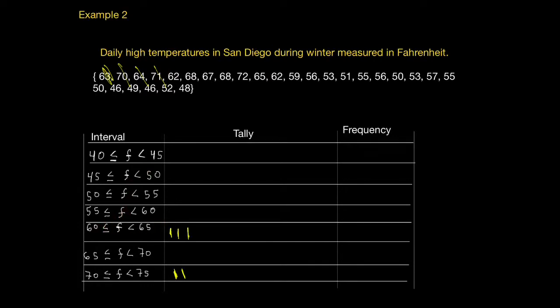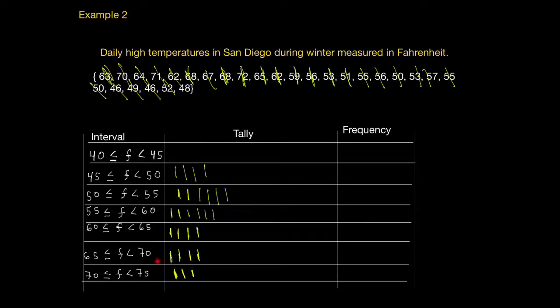Let's keep on tallying it up. 68 is going to go right here, so I'm going to be moving a little bit faster now. 67 is going to go right here. And here's what I got once I tallied up all of these numbers. So now let's count the frequencies.